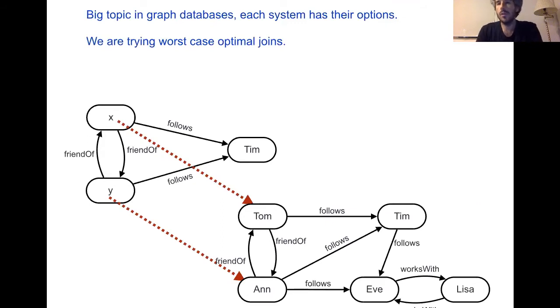So of course, if you want to build a graph database system, you have to get around this issue, and every system has its own option. But I'm going to talk today about something that has been studied in the community, but not so much for graphs, and we have not seen it in real systems yet. And this is what we're actually trying. So it's worst case optimal joins.